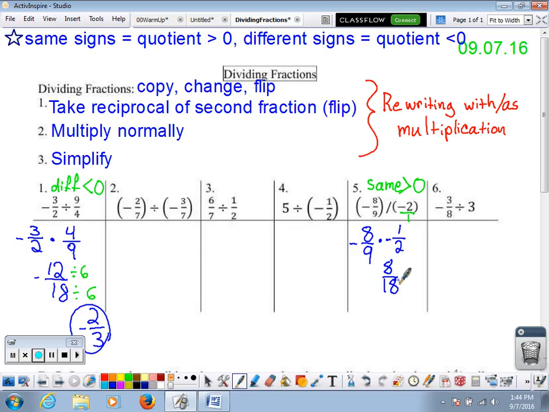Now we said they have the same sign, both negative, so that means that our quotient is going to be positive. Now we always want to simplify. Is there anything that can divide both 18 and 8? 2. Can divide them both by 2. So let's divide them both by 2. Okay, and what do we get? 4/9. And it's still a positive 4/9.